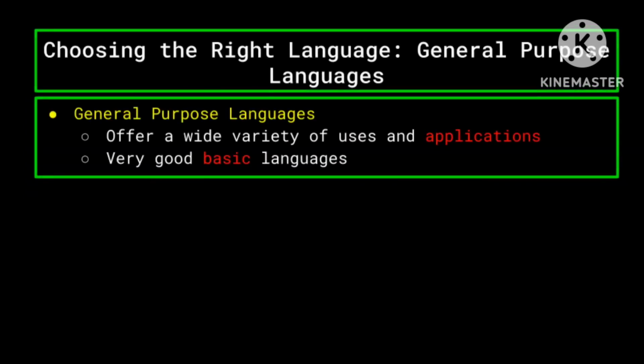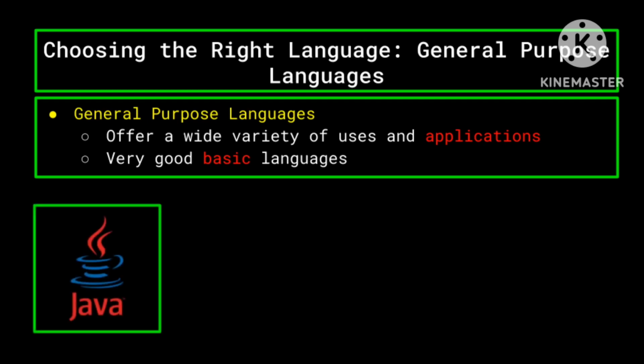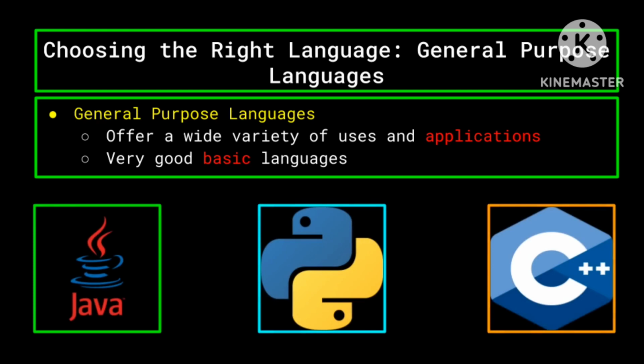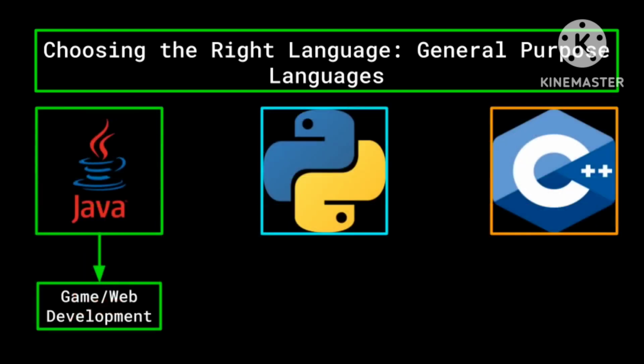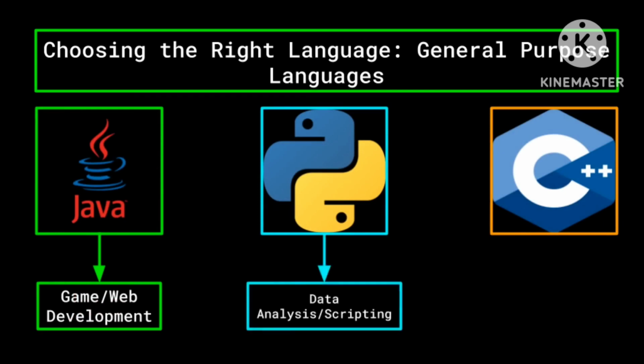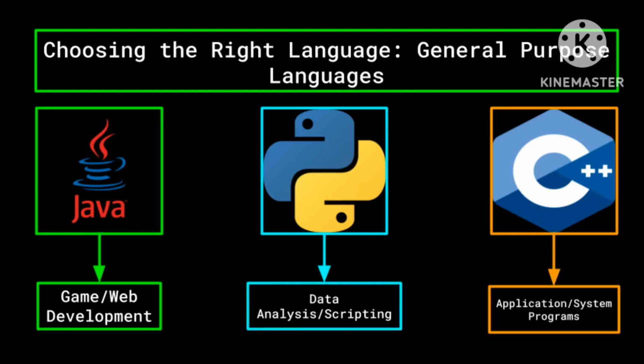For most programs, you could probably use a general-purpose language. General-purpose languages, as they sound, have a wide range of applications. Usually, these should be your go-to languages. Examples of general-purpose languages are Java, C++, and Python. They each have their own different benefits over one another. Java is very useful for developing games and interactive web pages. Python can act as a scripting language for web programming as well as writing applications and data analysis. And C++ tends to be used for writing applications and system programs.